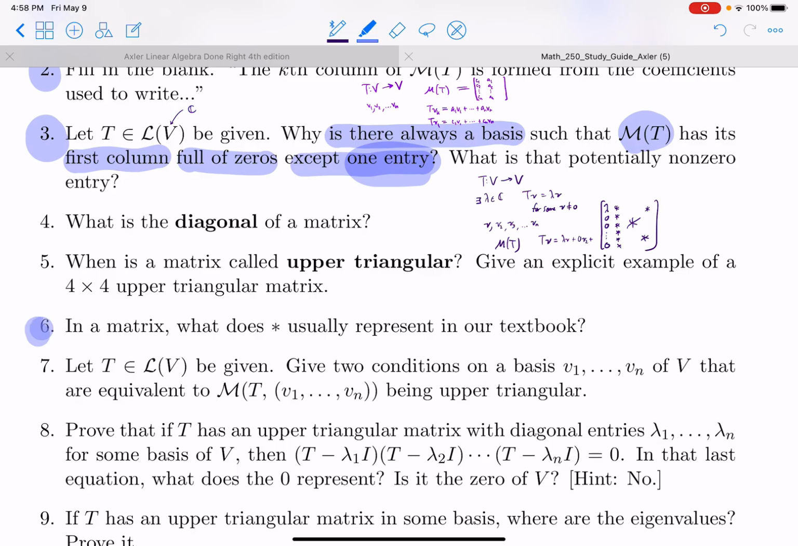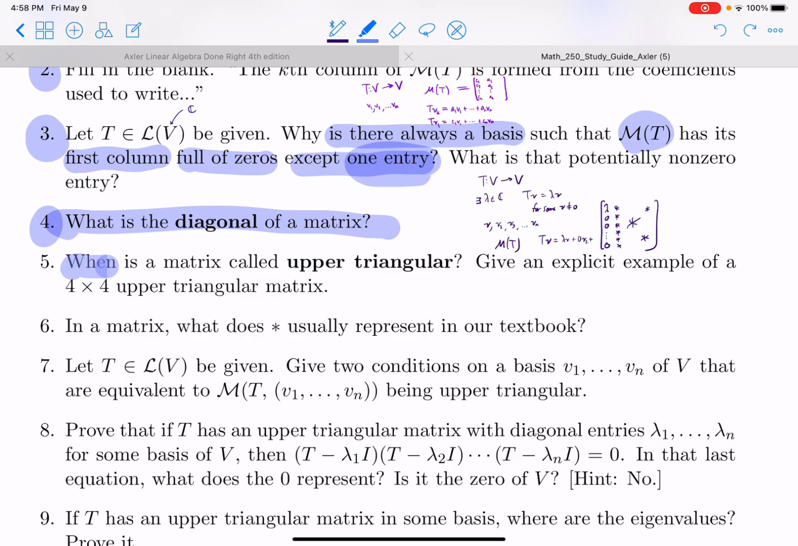number 6. Star represents some entry of a matrix or vector that we don't care about. It could be non-zero in particular. We don't know that it's 0 or not. What is the diagonal of a matrix? You should just look that up. It's all the entries aii. Okay, so it's that. That's the diagonal, not that.